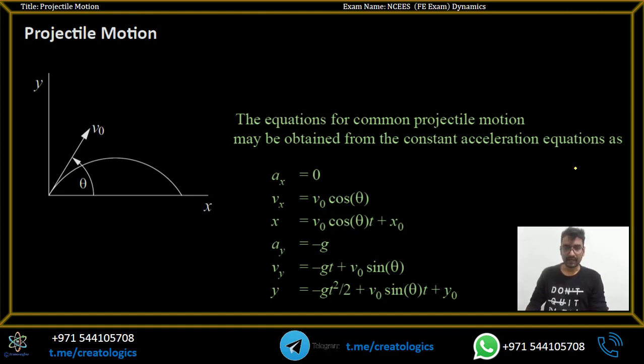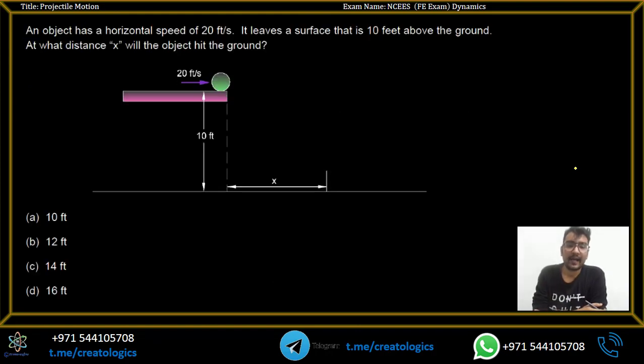So let us move to the questions. Here is the first question. An object has horizontal speed 20 feet per second. So the question is in feet. Okay. It leaves the surface that is at 10 feet above the ground. At what distance x will the object hit the ground? So the ball is here, which is at a 10 feet height already. So it's already there, right?